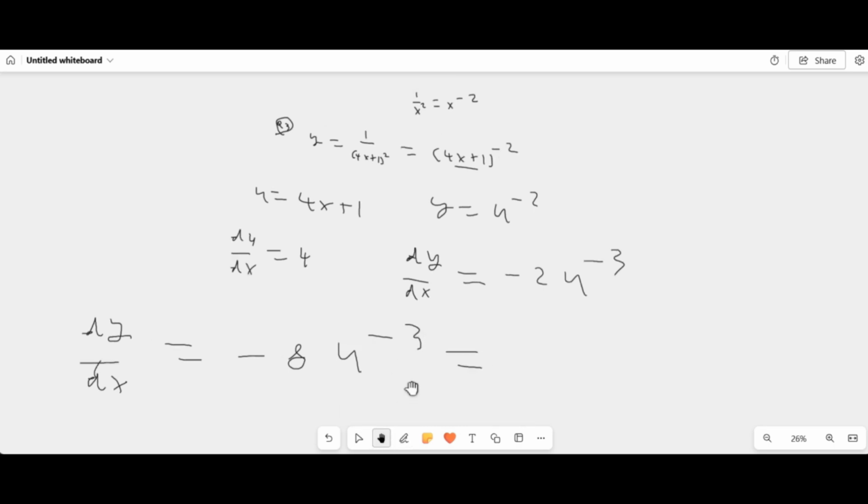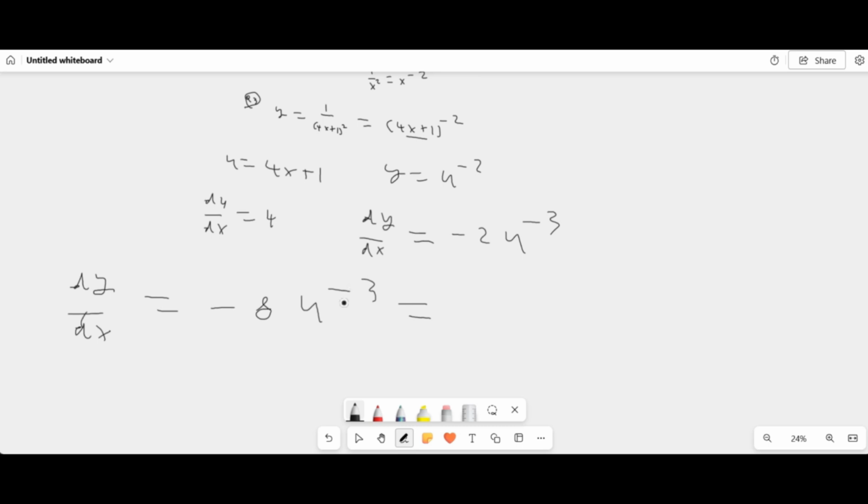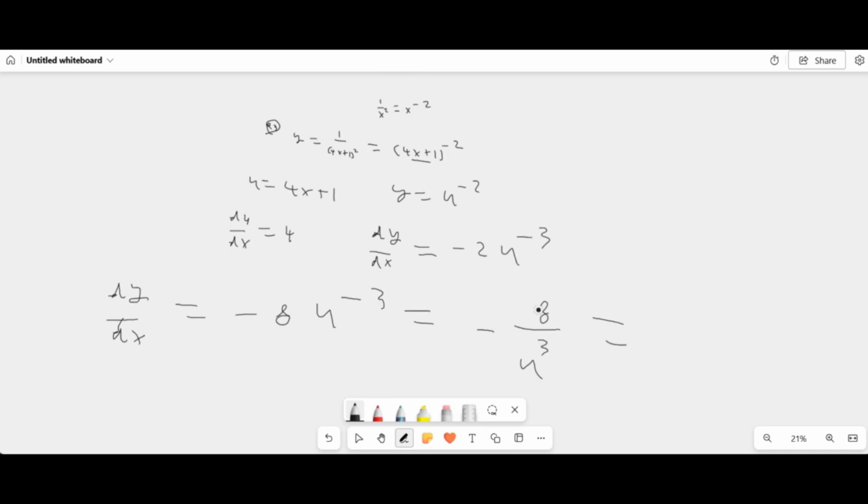So now u to the power minus 3, I said if it's minus, it's 1 over. So that's going to be 1 over, and the power remains the same underneath. So 1 over u to the power 3, but it's being times by minus 8 as well. So you need to bring the 8 up here and make that negative. And now, as the final answer, you just need to change u back into what it was. So minus 8 over (4x plus 1) to the power 3.